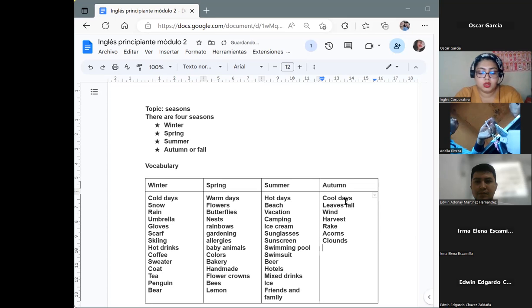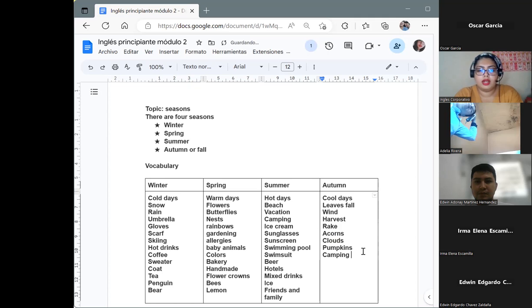Clouds, muchas más nubes, pumpkins, las calabazas, que son bastante icónicas o bastante utilizadas más que todo en el mes de octubre. Camping again, in this case, is also a great action. Candies, dulces, because in this case it's related to Halloween. Horror movies. And also we have loneliness.